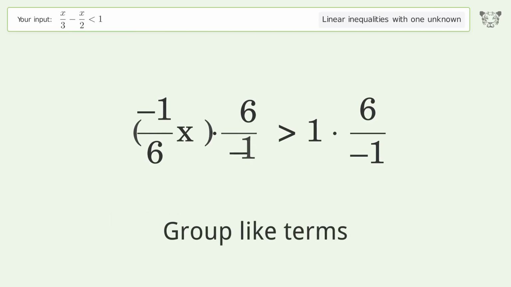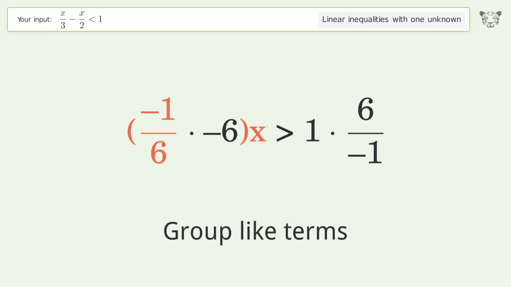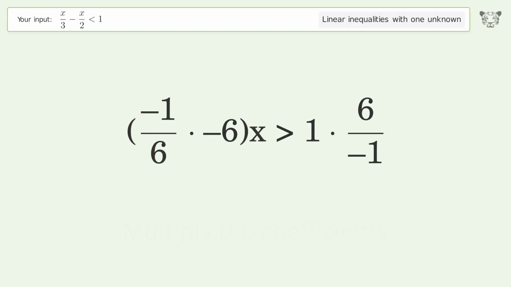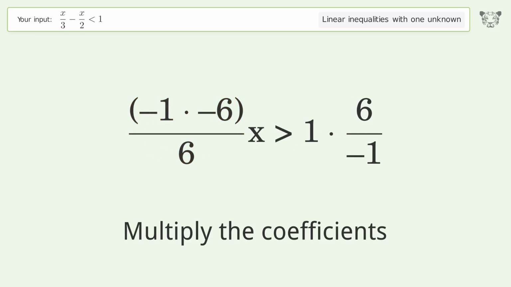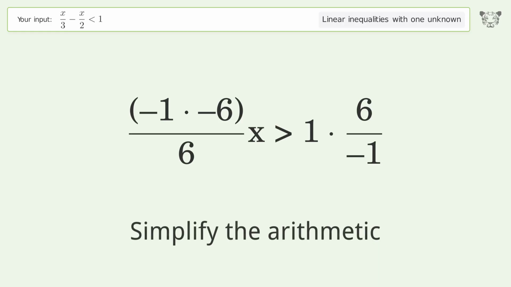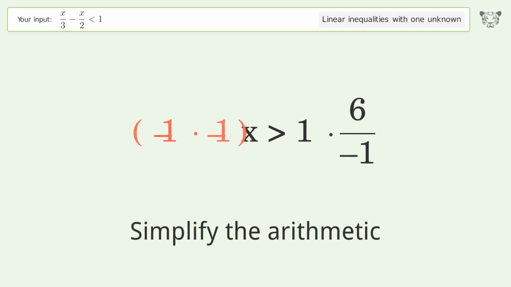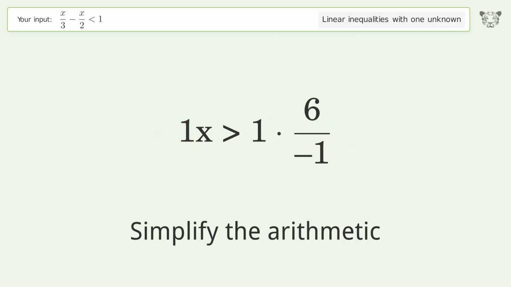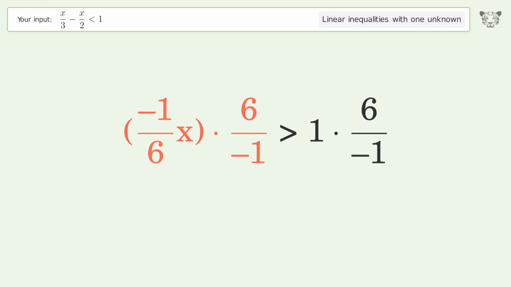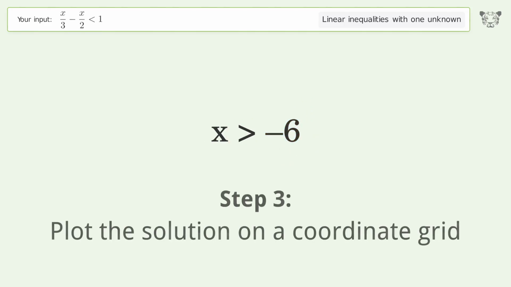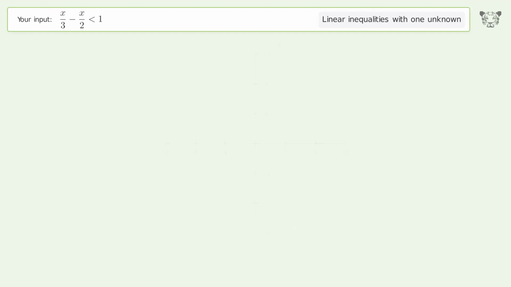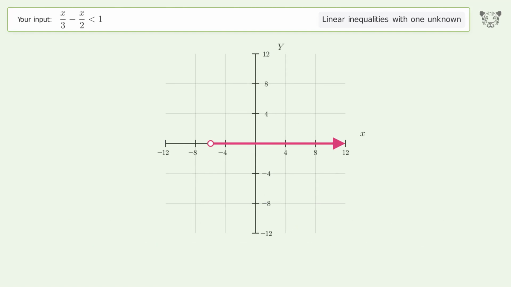Group like terms. Multiply the coefficients. Simplify the arithmetic. Plot the solution on a coordinate grid. And so the final result is x greater than -6.